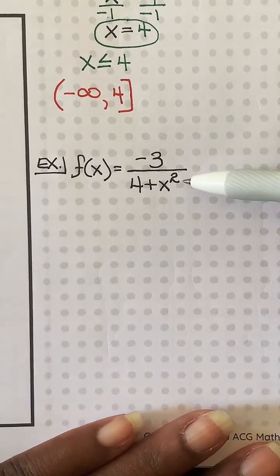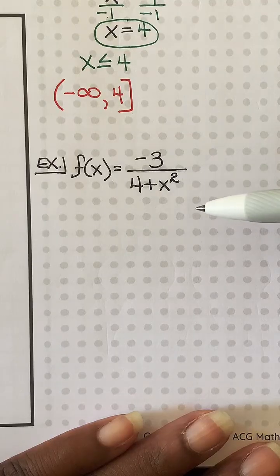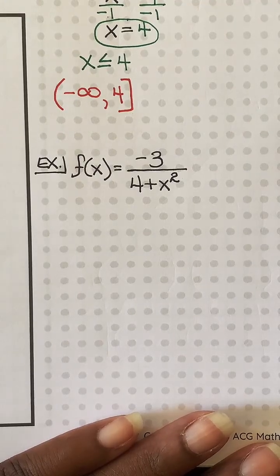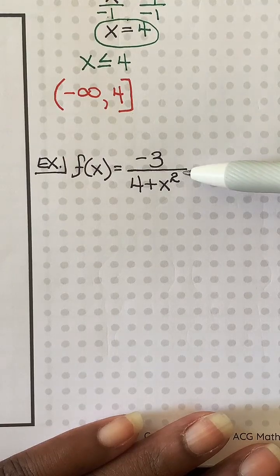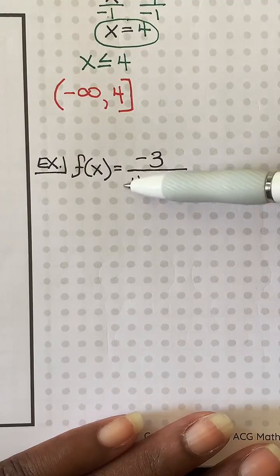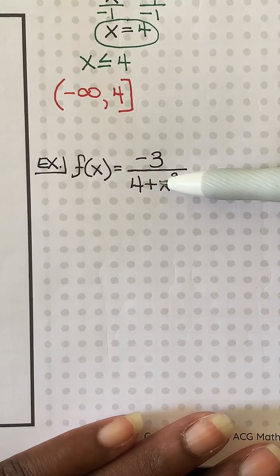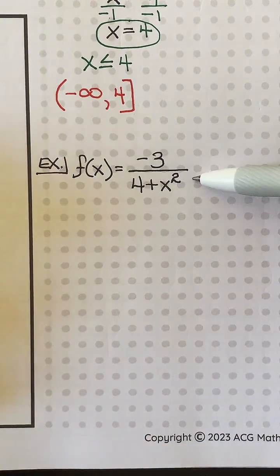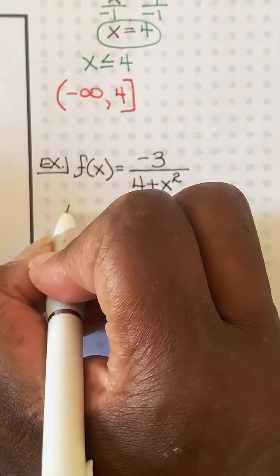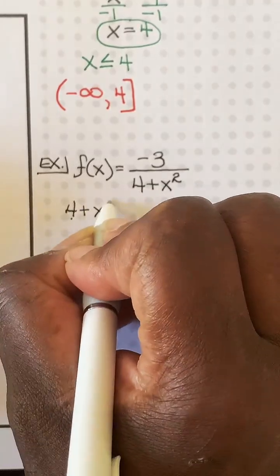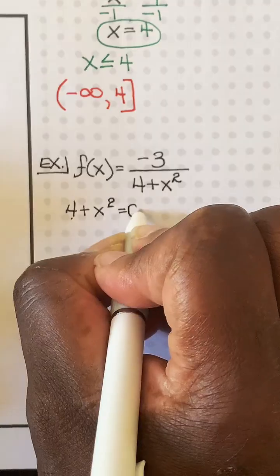Notice we have a degree of 2 in the denominator. This doesn't mean that you're going to get a quadratic. Okay, it's not in its standard form, it's not in its vertex form, and it's not in its intercept form. But we want to know what value of x is going to make the denominator equal to 0, because that is when it's going to be undefined. So in order for us to do this, we're going to take our expression. So we got our 4 plus x squared, and we're going to set it equal to 0.